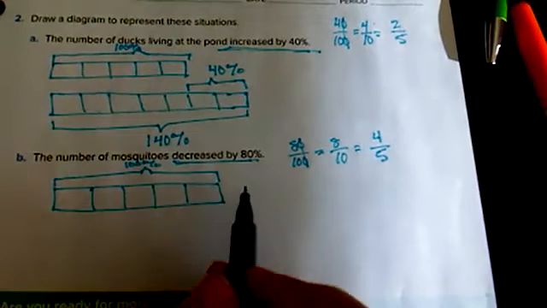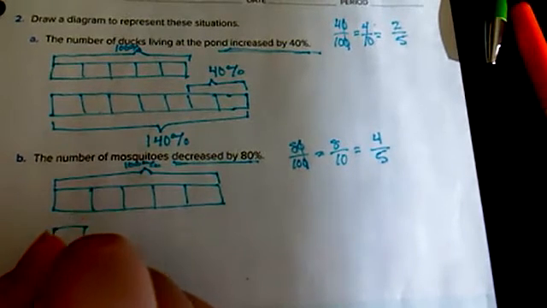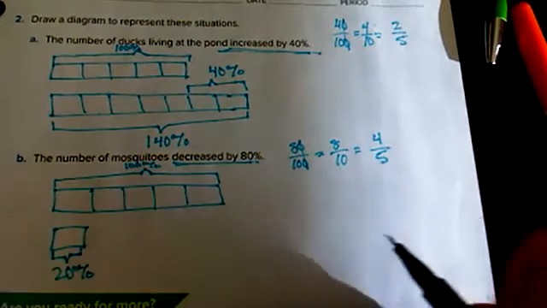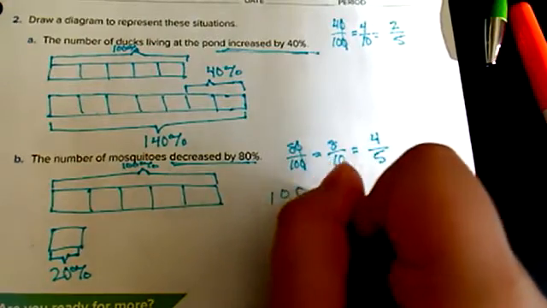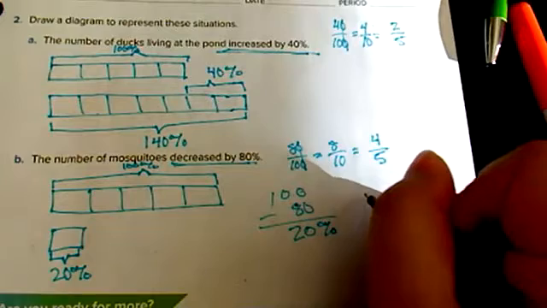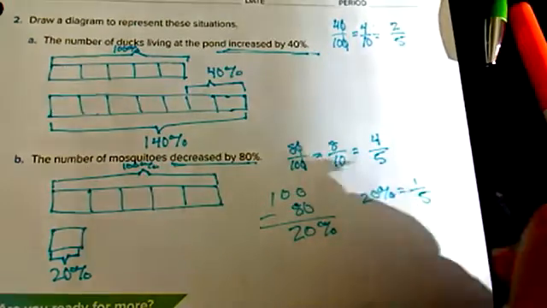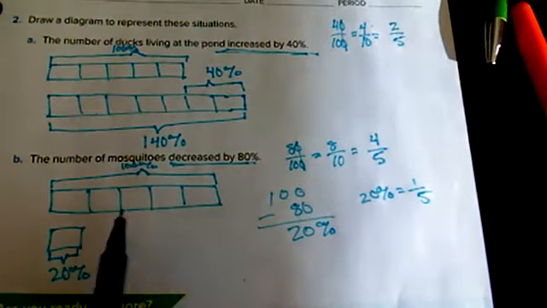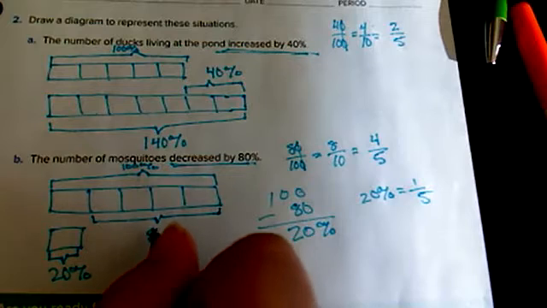Yeah, so in this case, we would have 1 out of 5 of those boxes to represent 20% of the population that's left, because 100 minus 80 leaves us 20%, and 20% is equal to 1/5. These 1, 2, 3, 4 boxes represent 80%, and this is our 80% decrease.